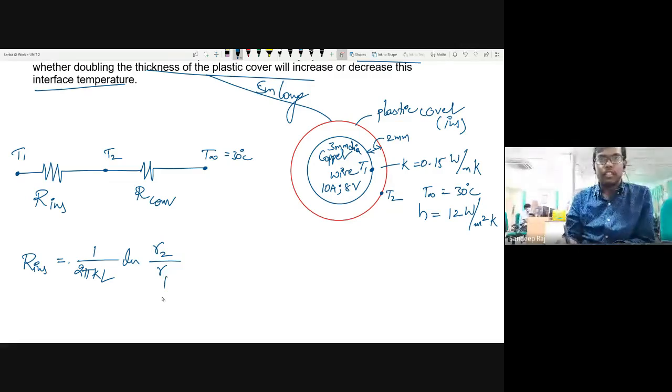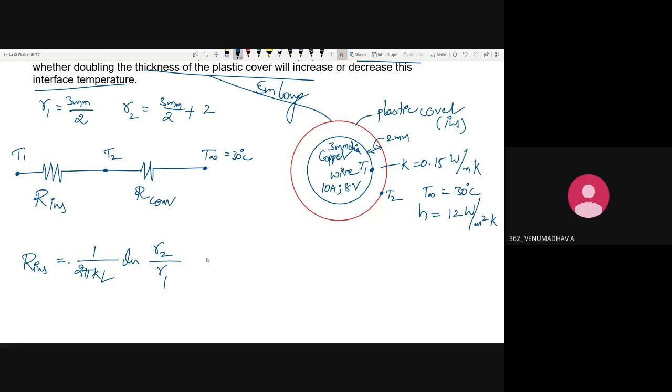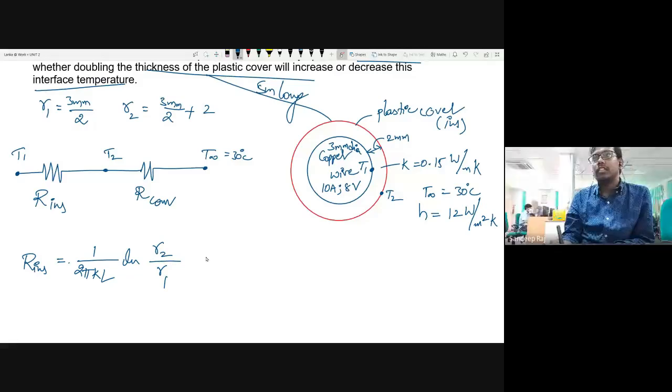That's R1. So what is R2 actually here? What is R1 first? R1 is 3 mm by 2. And R2 is 3 mm by 2 plus the thickness 2 mm. Sir, T infinity should be on the insulation side, no, sir? Yes, I have taken on the insulation side only. This is the insulation side.